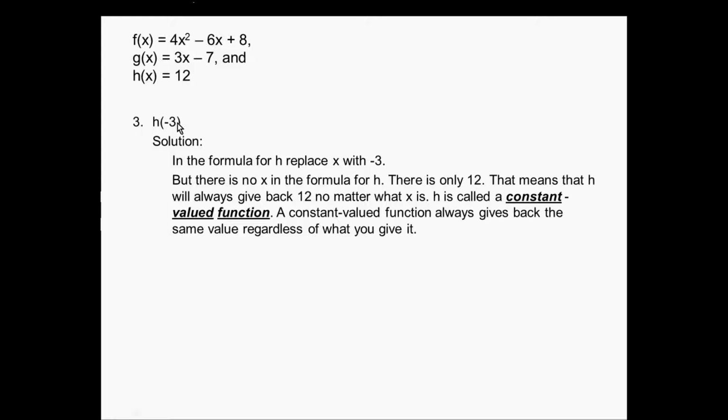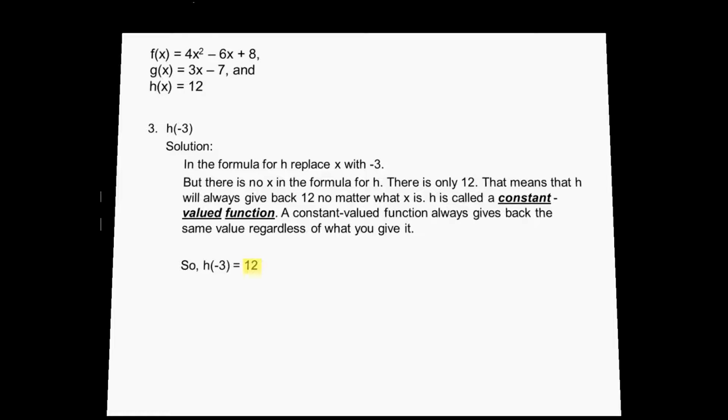Now, don't say it's going to be 12 times negative 3. In order to be 12 times negative 3, there needs to be an x sitting there, and there isn't. So no matter what you give to h, it's always going to give back 12. So h of negative 3 is 12, because again, 12 is all you see on the right side of the equal sign. There is no operation to do.